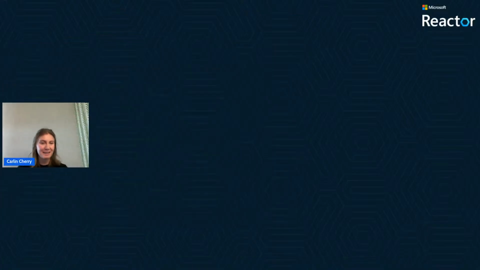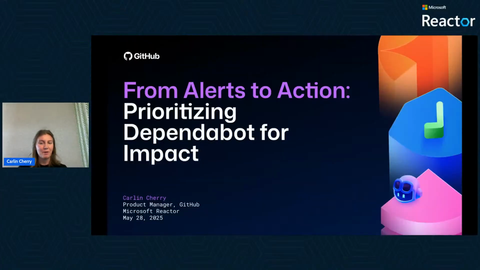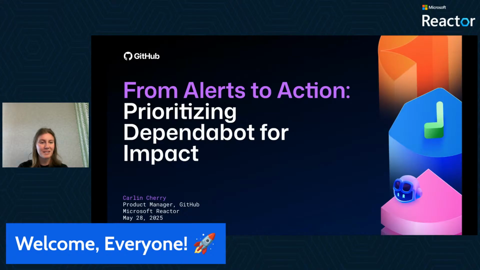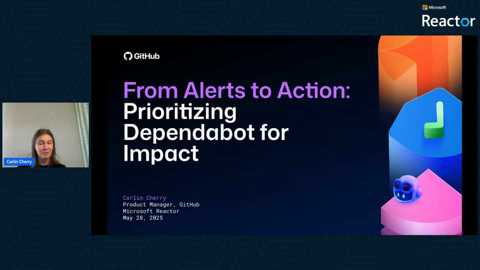By way of introduction, my name is Carlin Cherry. I am a product manager here at GitHub, specializing in GitHub Advanced Security. I'm here today to talk about an aspect of GitHub Advanced Security, Dependabot, and the software supply chain. The goal of this presentation is to give you some actionable strategies that you can put into practice starting today to help you prioritize your Dependabot alerts.